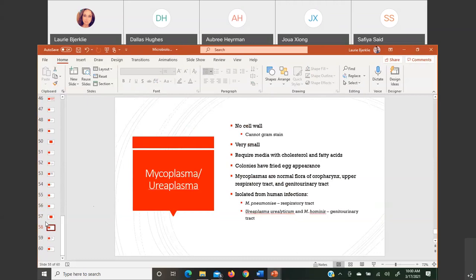The one we're most worried about that we see more often would be Mycoplasma pneumoniae, which is your walking pneumonia. There is a kit test for this, and a lot of labs might have that. Ureaplasma urealyticum and Mycoplasma hominis have been more associated with genitourinary tract infections.